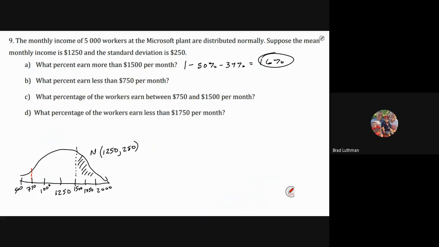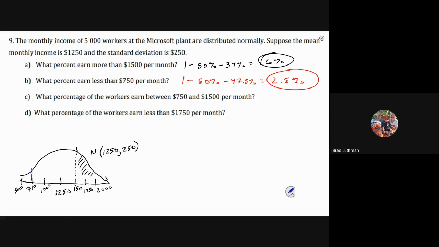What percent earn less than $750 per month? Let's see. I'm going to do 1 minus 50% minus an additional 47.5% and get 2.5%.